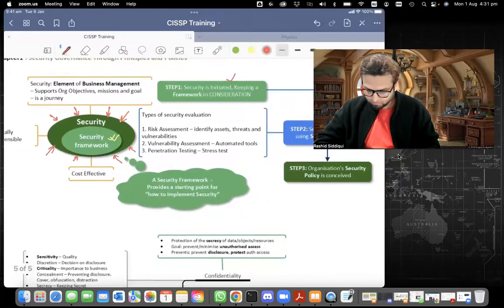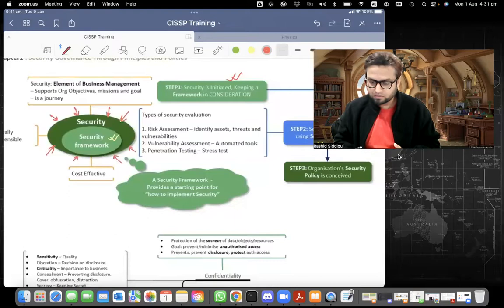First step, security is initiated, keeping a framework in consideration. We take a framework depending on the type of business we are having. If it is a telco, a healthcare, a financial institution, or a government organization, that depends. All the frameworks actually are selected keeping that thing in consideration. So this is very important.